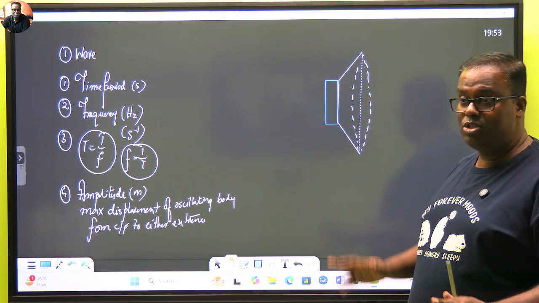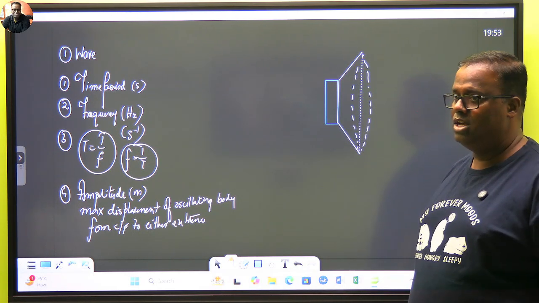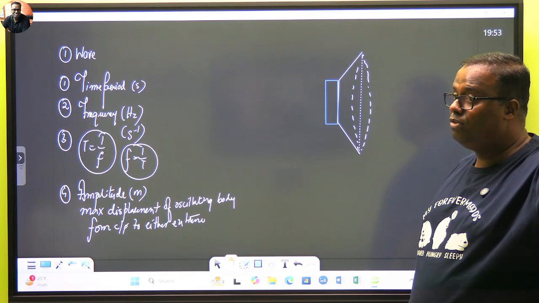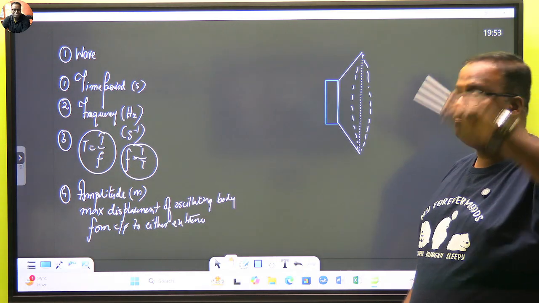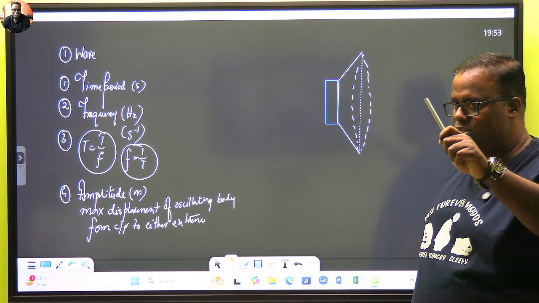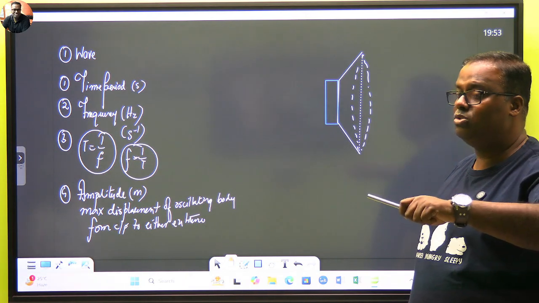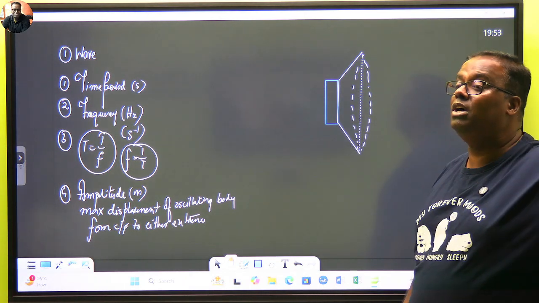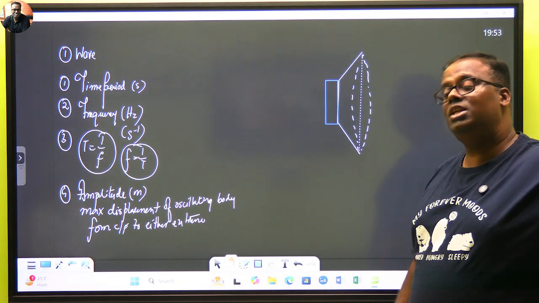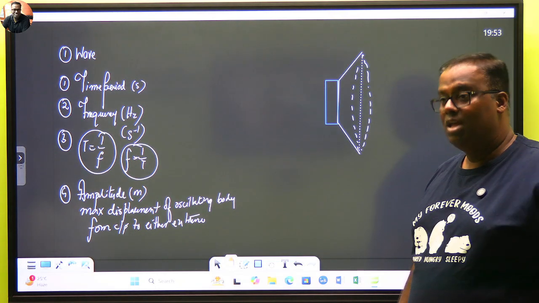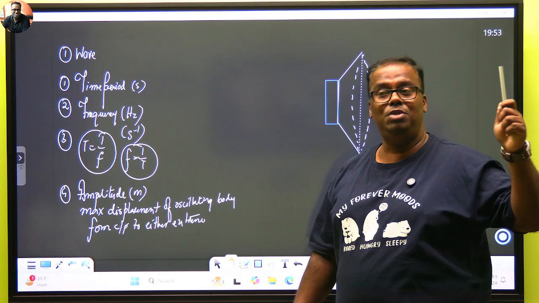Now there are very interesting things. A loud sound need not be heard from a distance. If I'm playing the song loud in my house, the sound is loud in my house, it does not mean that this song will be heard by somebody who is at Girdhari. A high frequency sound will be heard at Girdhari.